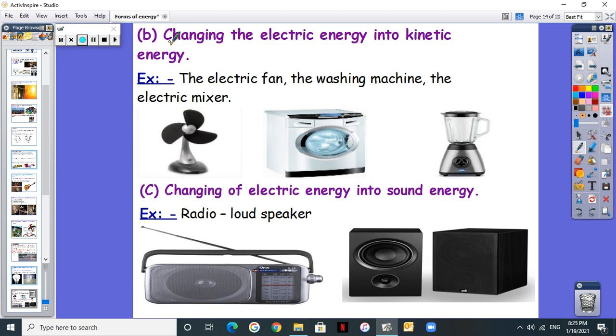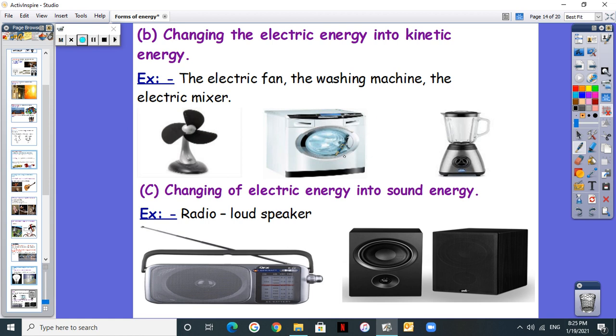And letter B, we can change the electric energy into kinetic energy. How? In the electric fan. The electric fan can move by the electricity. So the electric energy here changes into kinetic energy. The electric energy here is electricity, and kinetic energy is the movement of the fan.